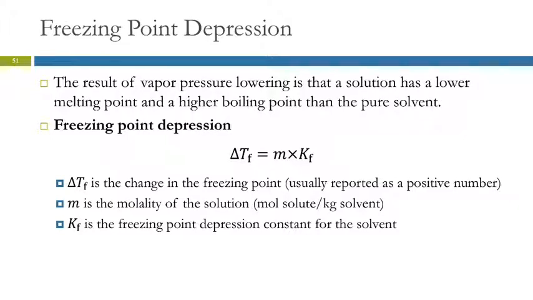So the freezing point depression is given by this equation, which is not a terribly difficult equation. Delta TF is the change in the freezing point. Now, yes, the freezing point is going down. In our pattern of final minus initial, this should be a negative number, but it's usually reported as a positive number. Sorry about that. I won't try to trick you on that one. This is the change in the freezing point. It is equal to the molality of the solution, that's moles solute per kilogram solvent, times a constant. And that constant will depend on the individual solvent.